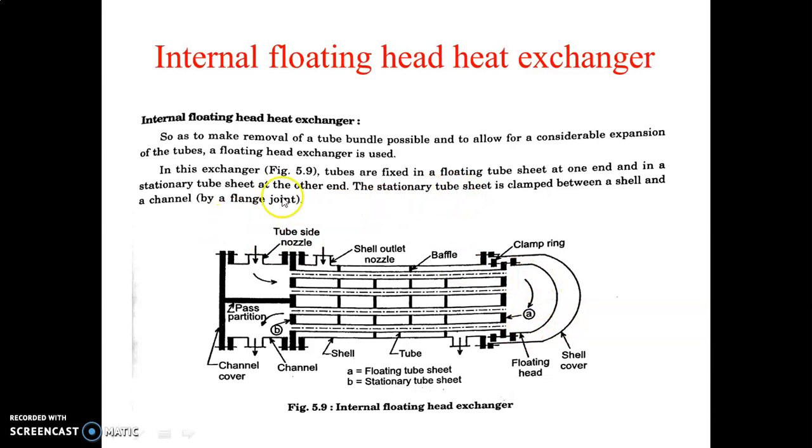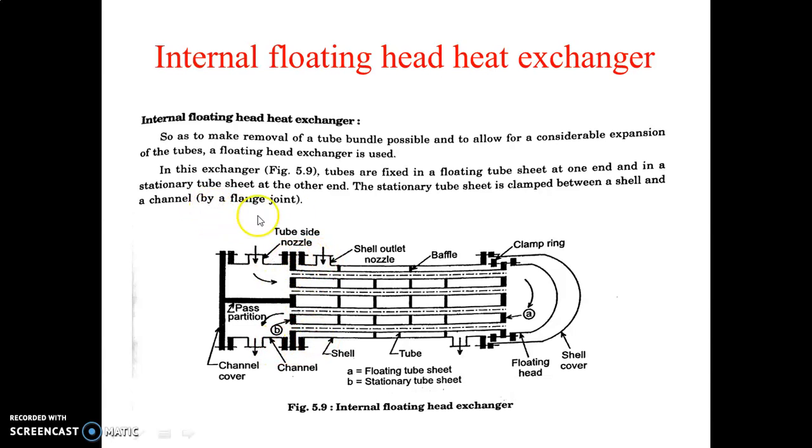So this is actually the figure of the internal floating head heat exchanger. Here the tubes are fixed in a floating tube sheet at one end. This is the floating tube sheet, and in a stationary tube sheet at the other end. This is the stationary tube sheet. The stationary tube sheet is clamped between the shell and channel. So this is the clamp.